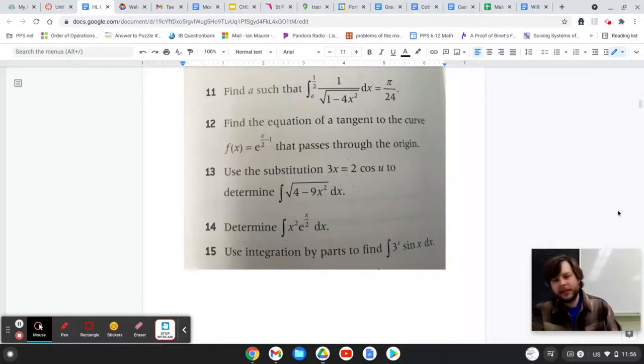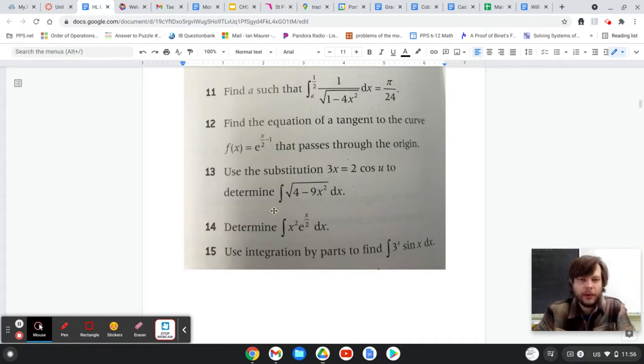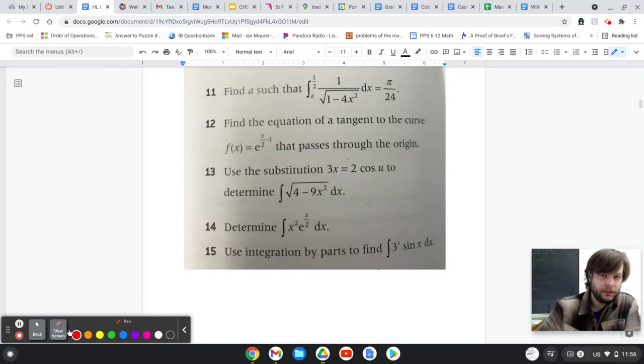So I had somebody ask about question 12, and they made a brilliant mistake, which is so close to being right, but is not quite right. And so looking at number 12, we've got a function and we want to find the tangent that passes through the origin. And so when you hear the word tangent, you think, okay, let's take a derivative.